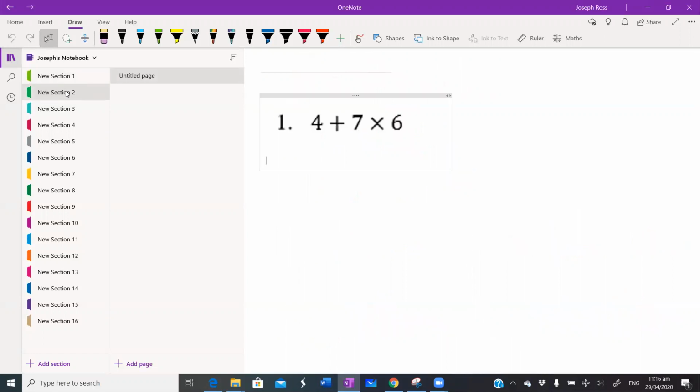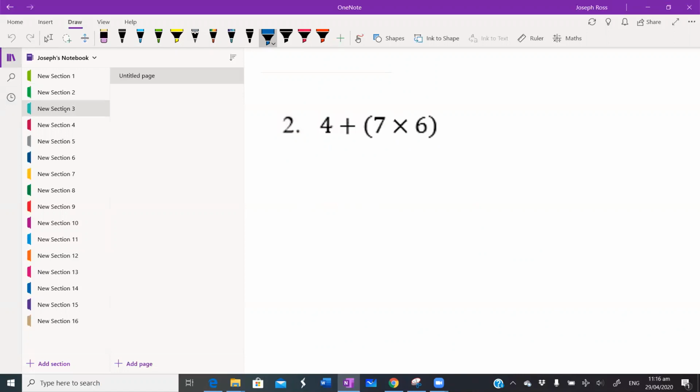So here we've got 4 plus 7 times 6. So let's go through BEDMAS. Do we have any brackets? No, we don't. Do we have any exponents? We don't. Do we have any division and multiplication? We have a multiplication, so that needs to be done first. We need to do 7 times 6 first. So what is 7 times 6? That is 42. So this is going to be 4 plus 42, and now we've only got one thing left to do, which is the addition. 4 plus 42 is 46.